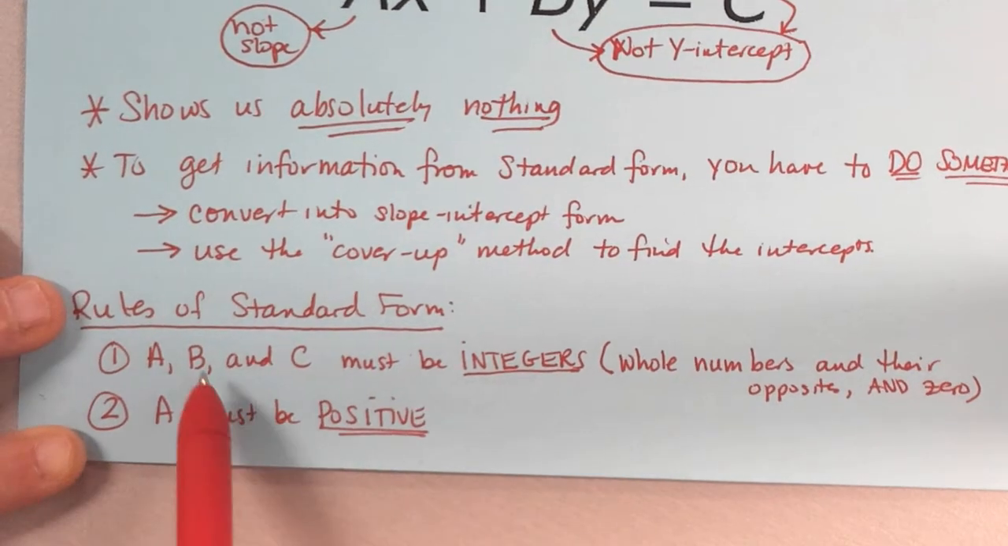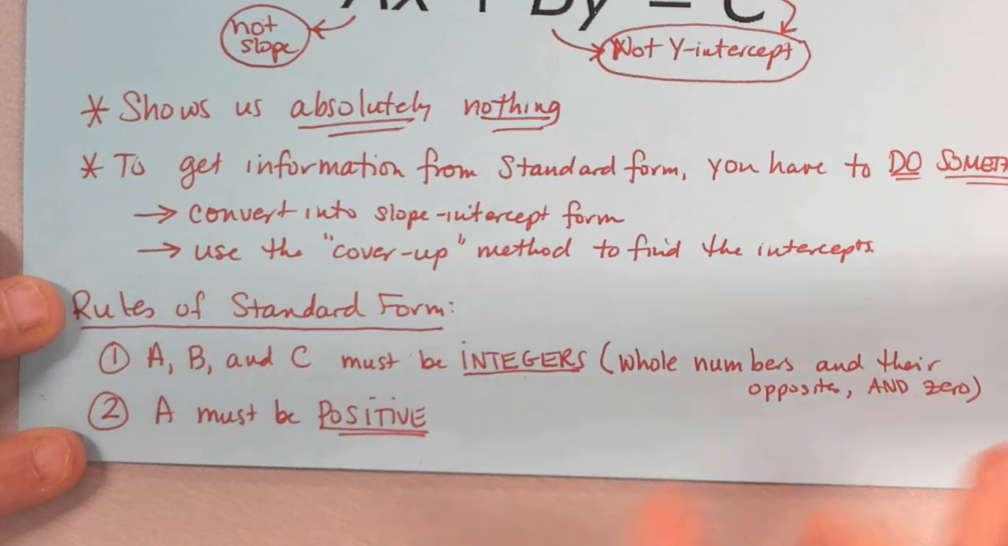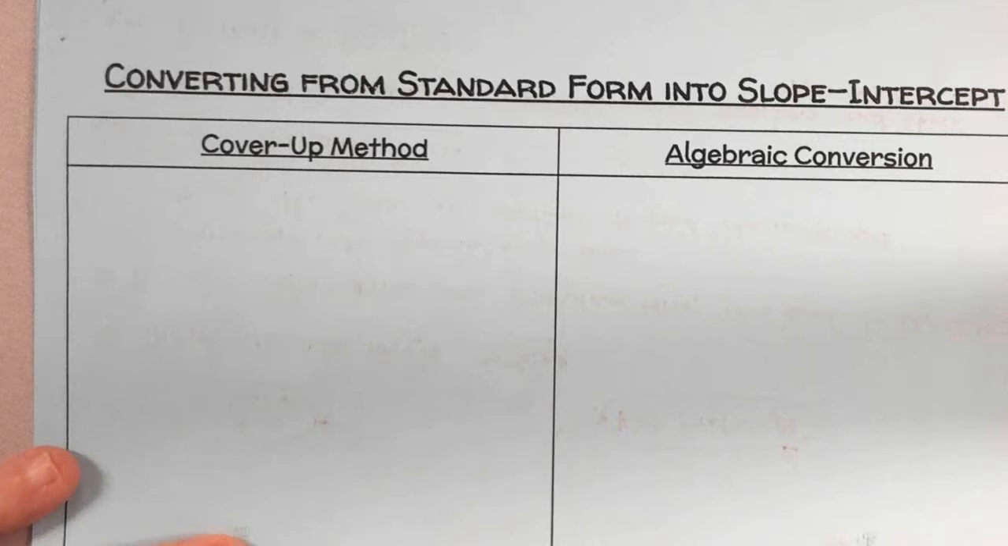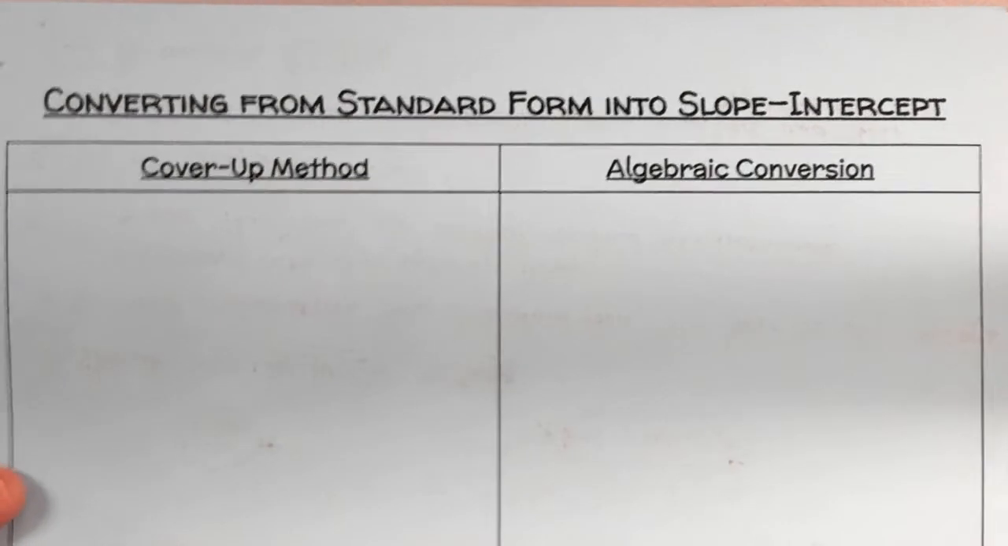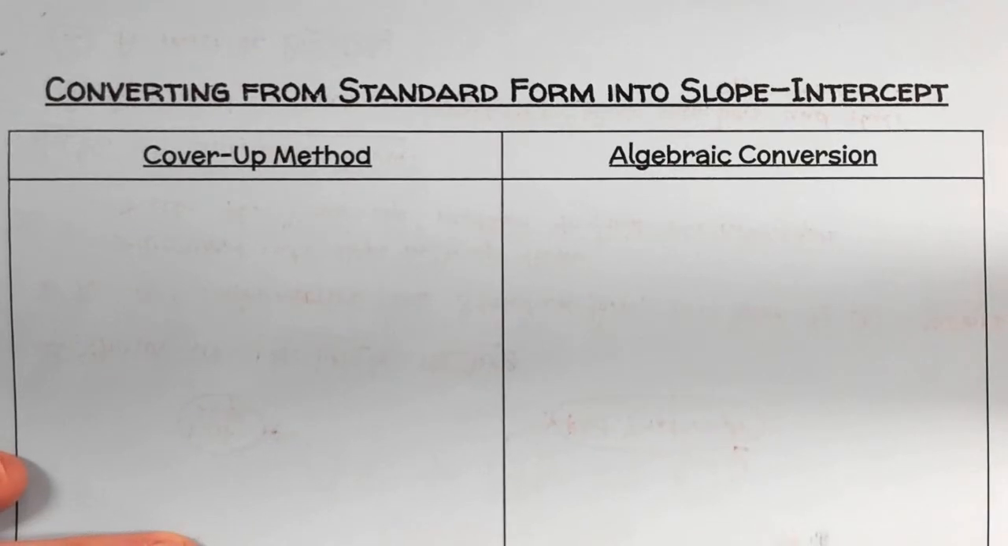But anyway, A, B, and C have to be integers, and A has to be positive. So I'm going to have you copy something down. I'll write it down, and when I'm done, I'll pause it, and then after that, I'm going to show you some examples.